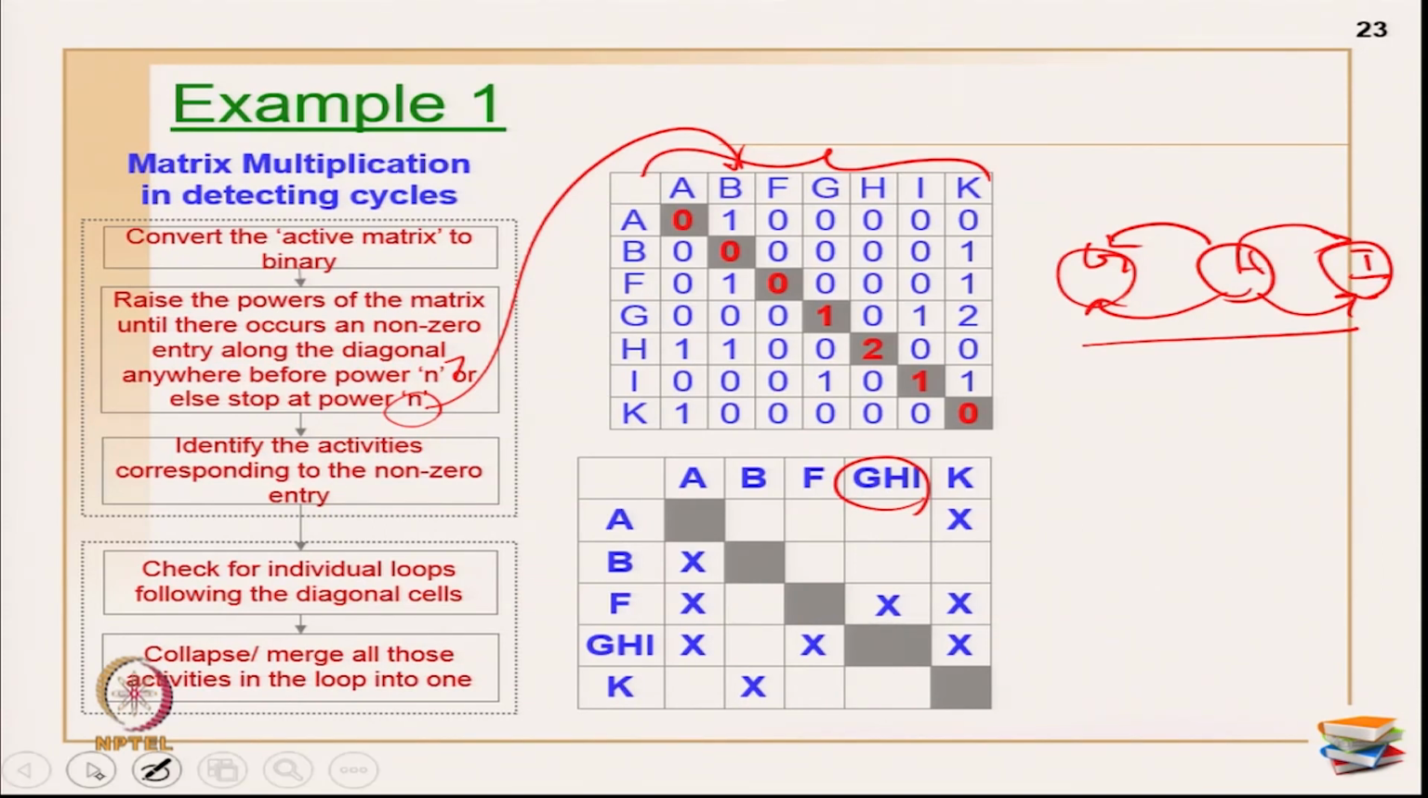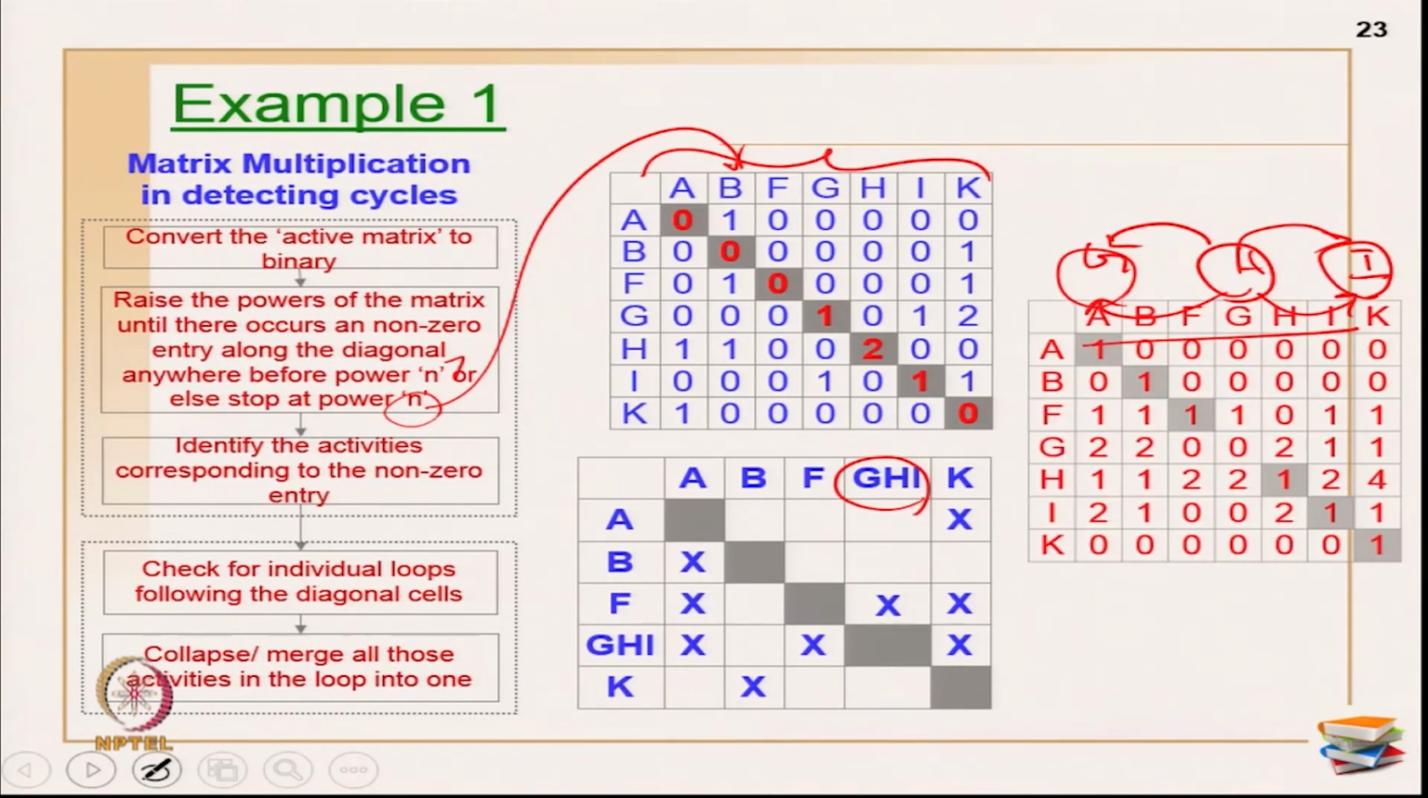Let me also tell you what the problem is if I have not stopped at this step. You may have a question: why should I go through this merging process again and again? Why can't I go till power n directly and then identify all the bigger cycles or loops? You will not be able to. For example, this is raised to power 2. The same example raised to power 3, I am getting A, B, F like this and then H, I, K as something.